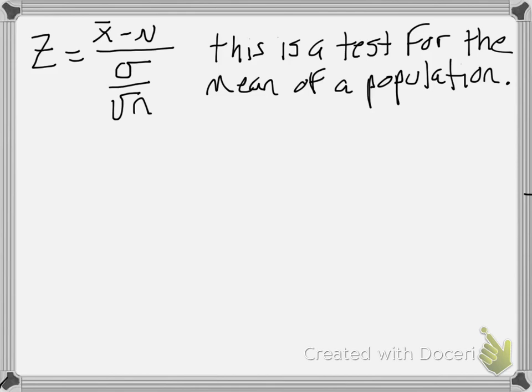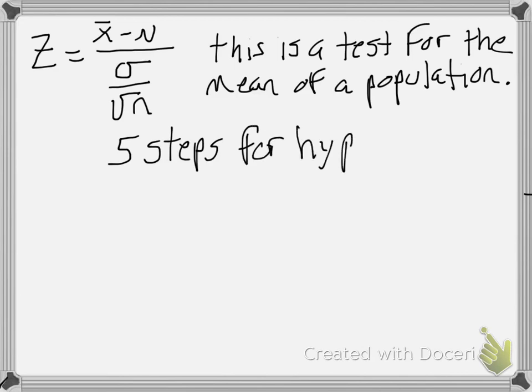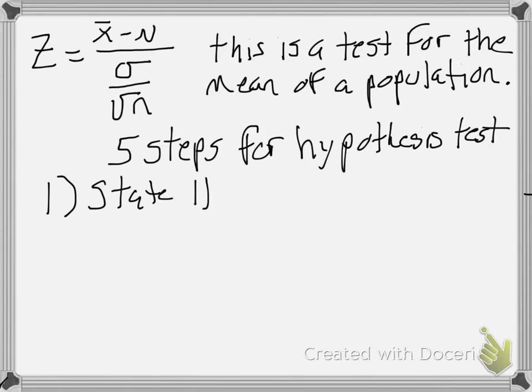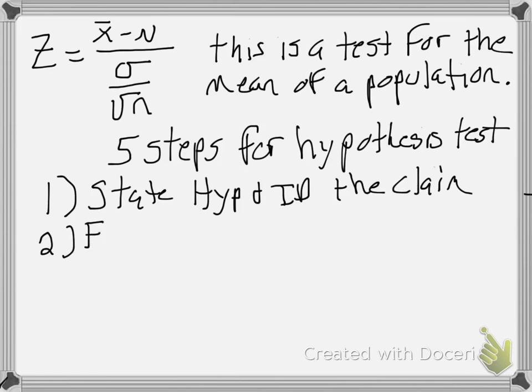Now, if you're going to be doing a hypothesis test, there are 5 steps that must be followed through. First step: state the hypothesis and identify the claim. One of the hardest things for students is to identify the claim, but it's really, really easy. Step 2: find the critical values.